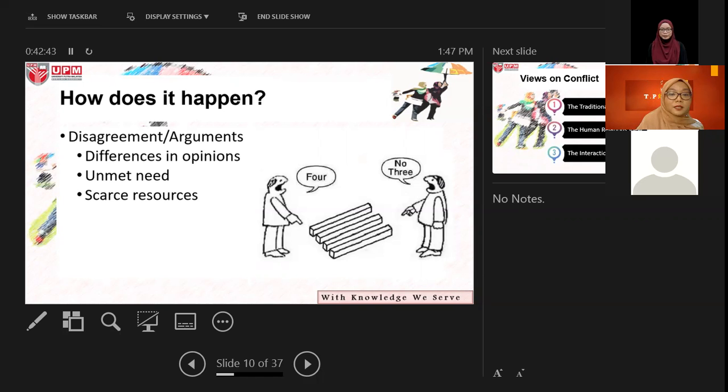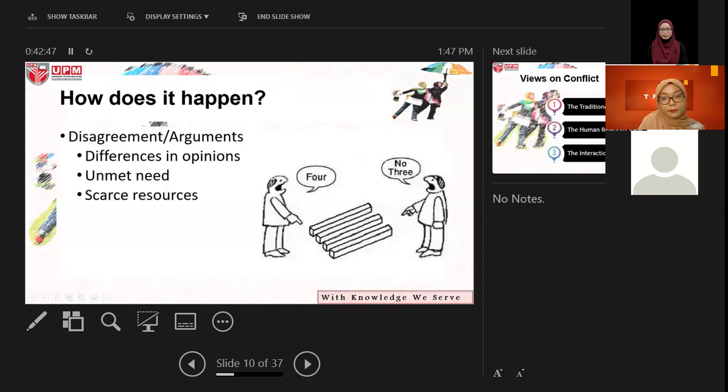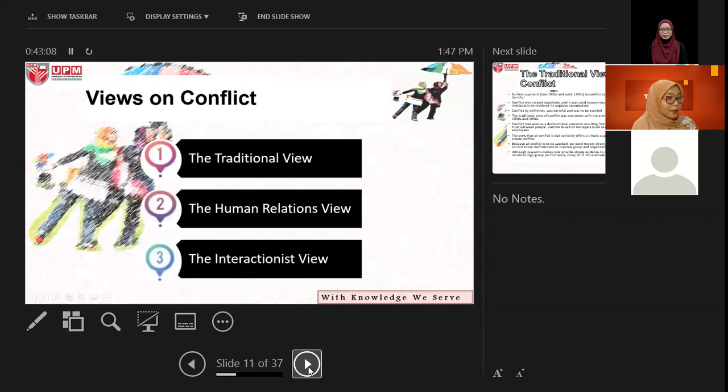Okay, next one, scarce resources. Okay, sumber yang terhad. For example, memang ada 2 sahaja dalam organisasi tu, there are only 2 chairs, meanwhile there are 3 employees. Okay, so limited resources can lead to argument, conflict or disagreement. Okay. Next one. So tu basic je, saja nak discuss dengan you all. Saja je.